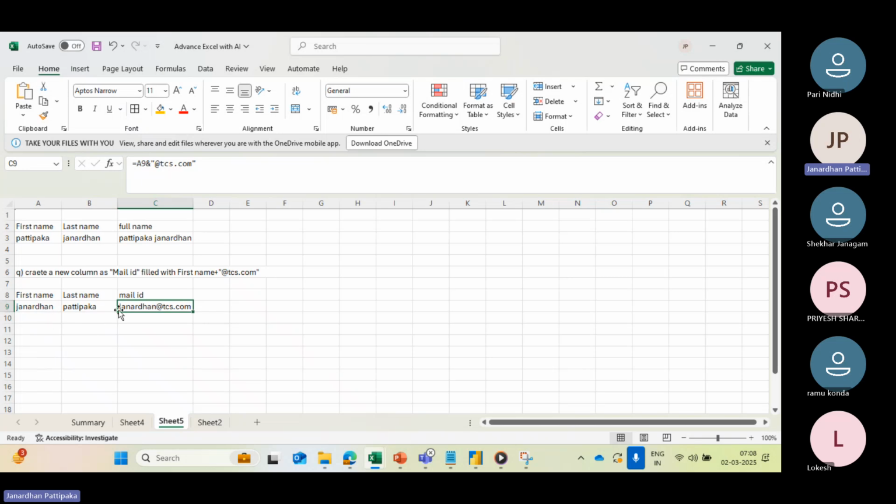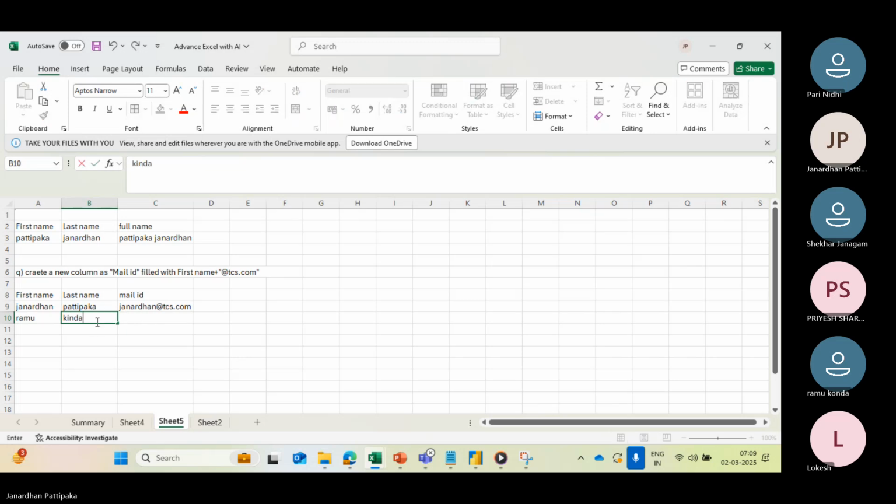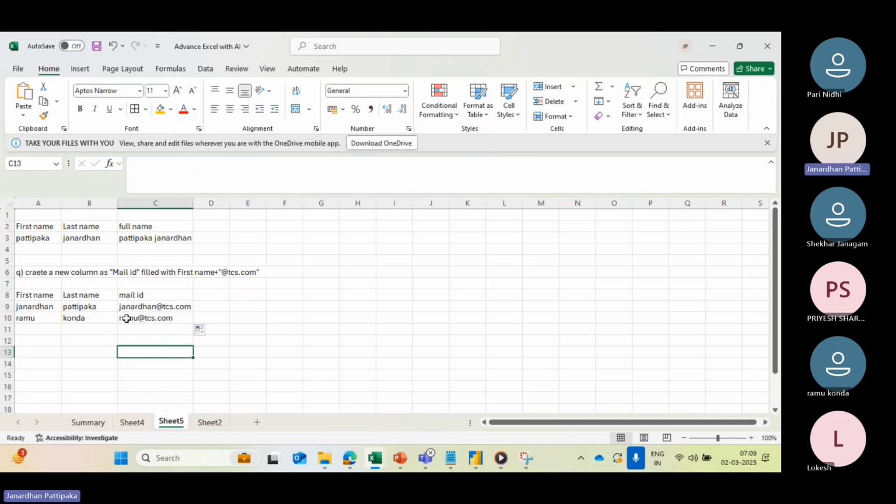So this we can see in real time. If you give another name and directly drag this formula, suppose I get another name over here, like Ramu. See, Ramu at the rate tcs.com. It has taken the first name, at the rate and tcs.com. I have hard coded the value. When you hard code any value or maintain any value manually, you should maintain the double quotations.